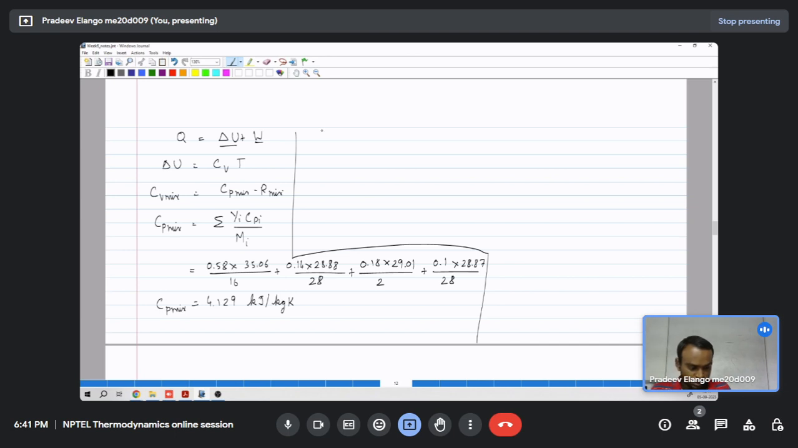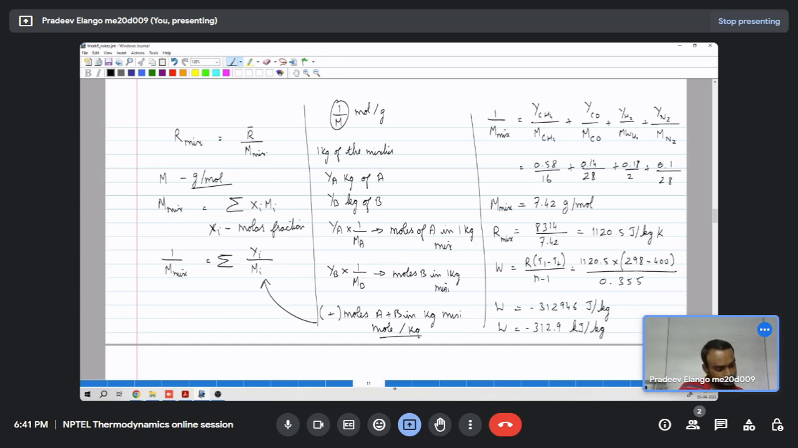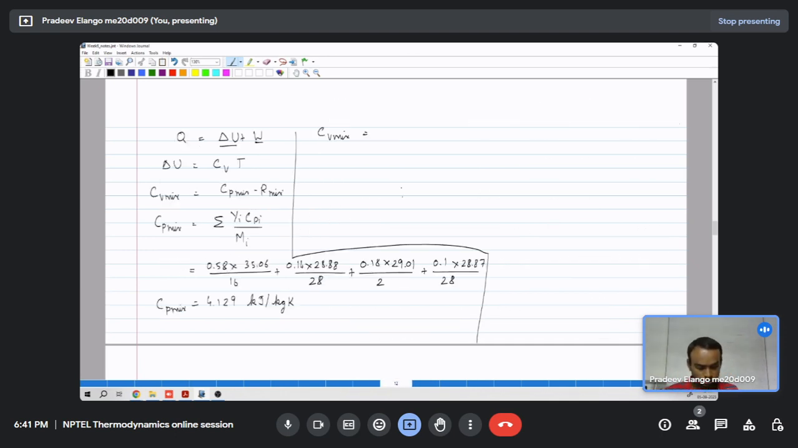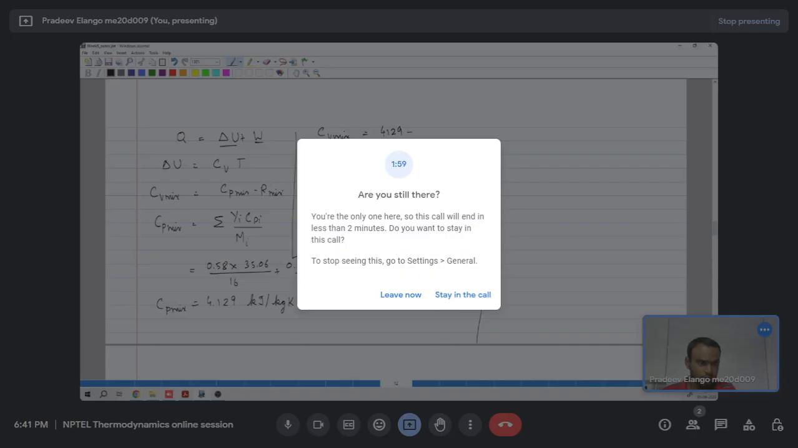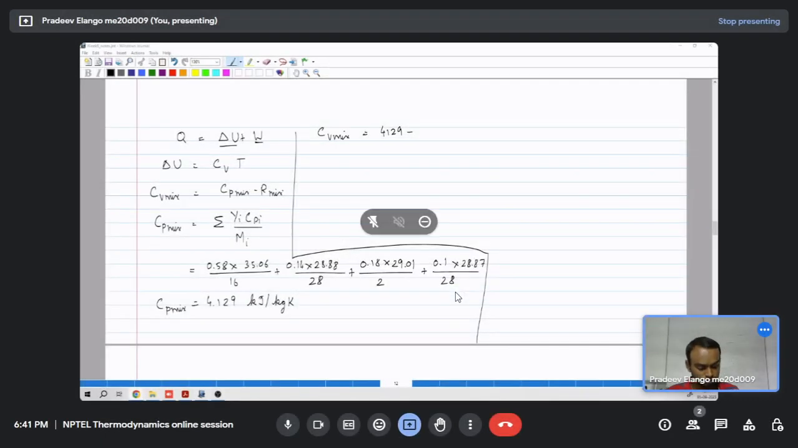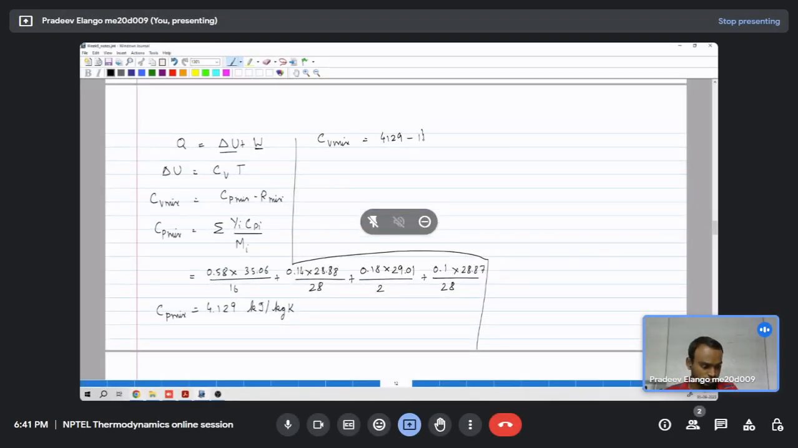So now we can calculate Cv of the mixture, that is Cp minus R. This is 4129 minus 1120. So Cv is 3009.